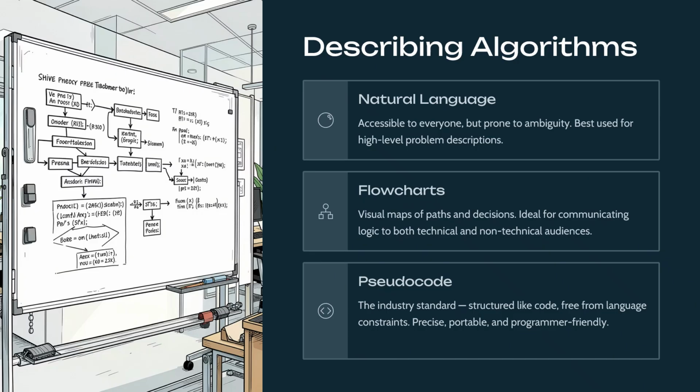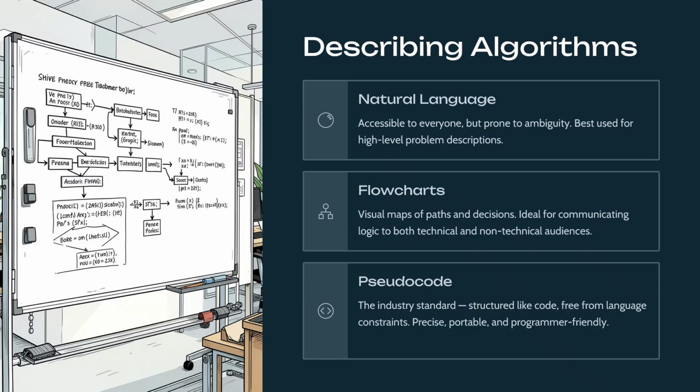Title: Describing algorithms. There are several ways to represent algorithms. The first is natural language. Here, the algorithm is written using ordinary English. This approach is easy to understand but can sometimes be ambiguous because different readers may interpret the instructions differently.